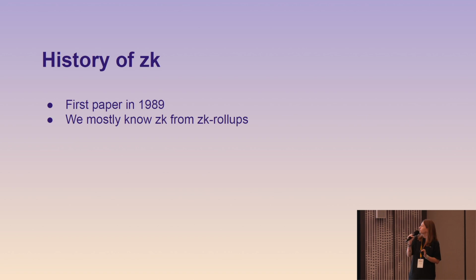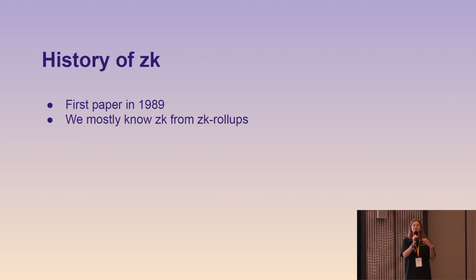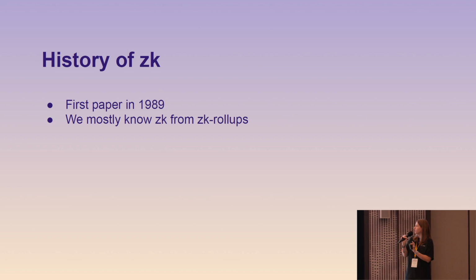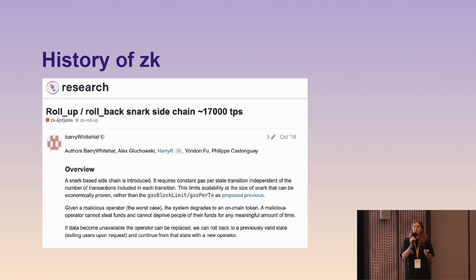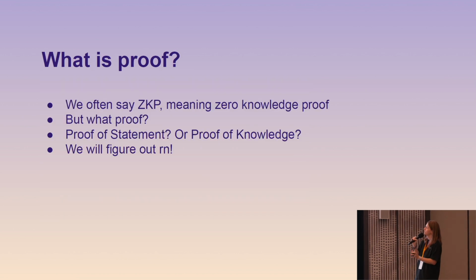And we mostly know ZK from ZK rollups. Maybe more advanced people know ZK from Zcash, but most people from ZK rollups. The first architecture of ZK rollup was described in this ETH research post in 2018. As you can see from the title, it was "roll up, roll back, snark sidechain." It was in no way a ZK rollup, but for some reason we called it ZK rollup. I don't know the history, but okay, we have to deal with that.